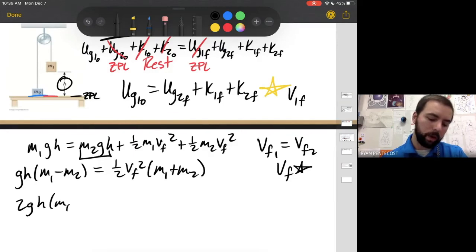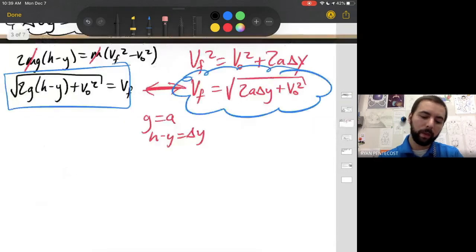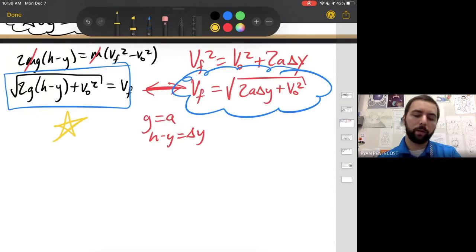2GH (M1 minus M2), and we'll divide by (M1 plus M2), and we'll put that all under a square root to get V final. Okay, so that is the difference between finding V final for one object and V final for another. Notice that, let's see if I can find it. Where are we at? This right here, a V final for one object, right? Just the square root of 2a delta x plus the initial velocity if it had any.